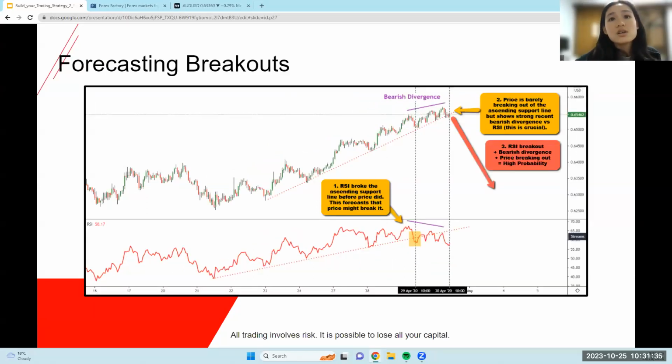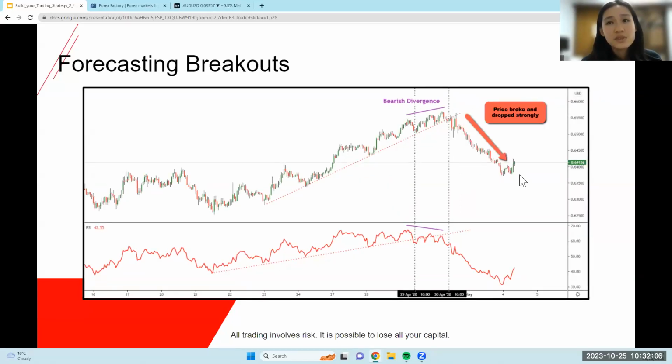Forecasting breakouts. So we have this ascending trend line on our price chart, but we also have this ascending trend line on our RSI. But at this first column, RSI broke out of the ascending support line before price did. So this forecast that price might actually break out of it after this level here, which is exactly what happened here. Price broke. This is basically a predictor that price is likely to break out of this ascending trend line.